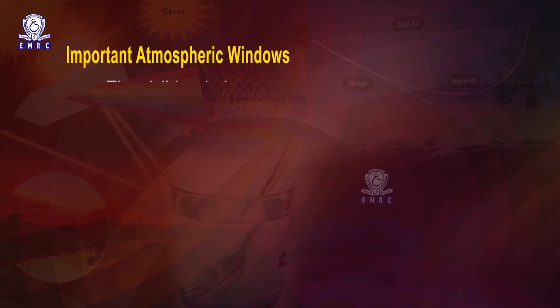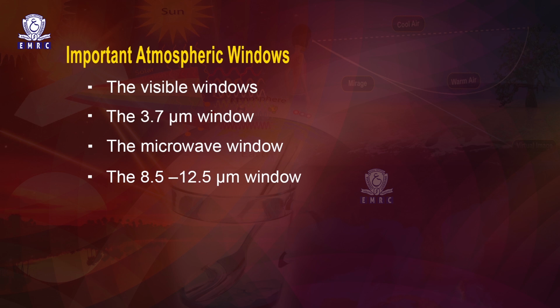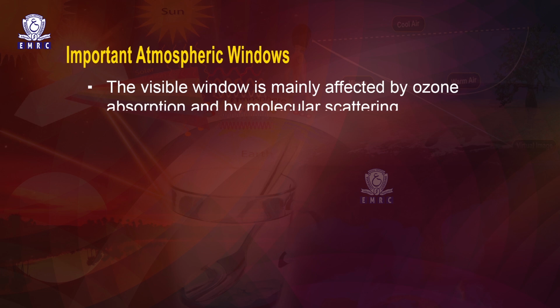Position, extent and effectiveness of atmospheric windows are determined by the absorption spectra of the atmospheric gases. Energy outside the atmospheric window is severely attenuated by the atmosphere, hence cannot be effective for remote sensing. The most important atmospheric windows are the visible windows, the 3.7 μm window, the microwave window and the 8.5 to 12.5 μm window. The visible window is mainly affected by ozone absorption and by molecular scattering.